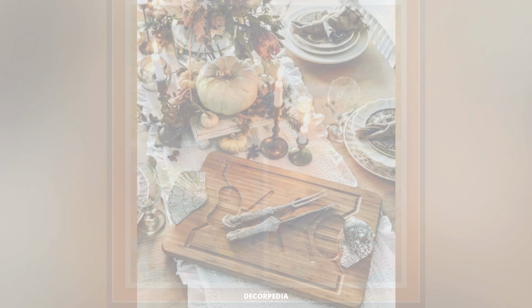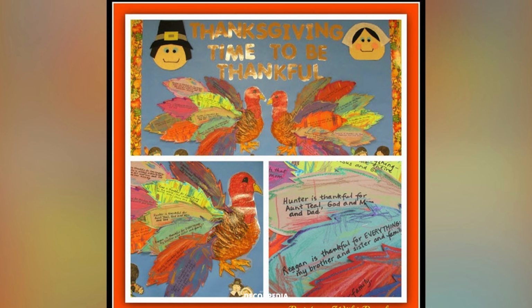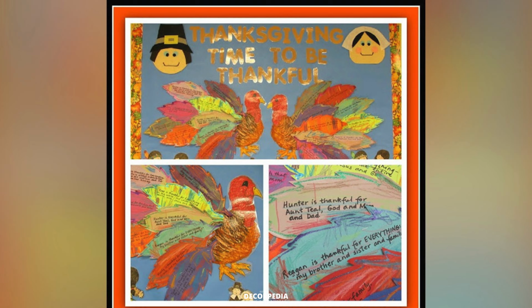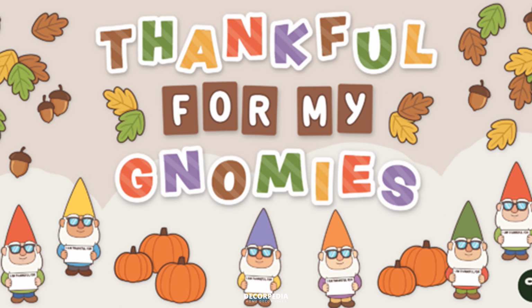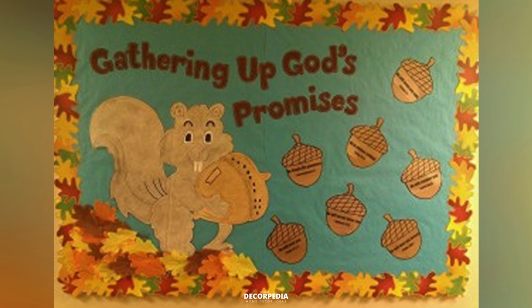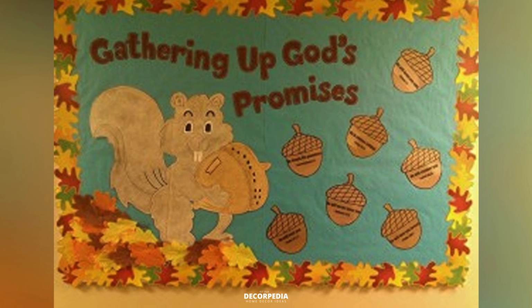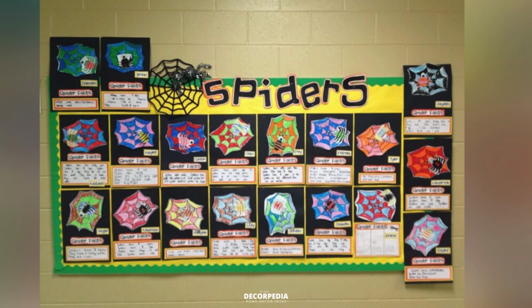Harvest Festival Theme. Incorporate pumpkins, cornucopias, and autumn leaves to symbolize abundance and togetherness. This theme brings a cozy fall atmosphere to any space. Turkey Time Theme. Create a fun and educational board with a large turkey and feathers displaying facts or messages of gratitude. It's interactive and visually appealing.